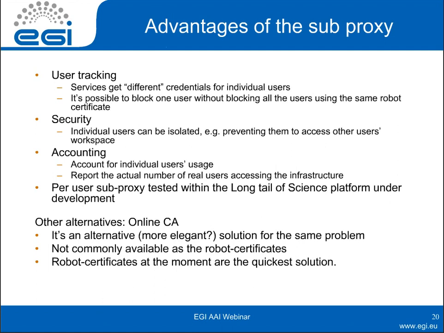Another important thing is that using a robot certificate, all the users share the same credential, meaning that it's not possible to isolate the users. This is a little bit technical and I don't want to go into it, but it is also important for the user that they can submit a job and be sure that another user submitting a job on the same machine won't end up sharing the same working area. Ultimately, this is also very useful for accounting. We can account how many users are using our infrastructure. This is a very good improvement to the robot certificate, and it can potentially be used really, really soon.